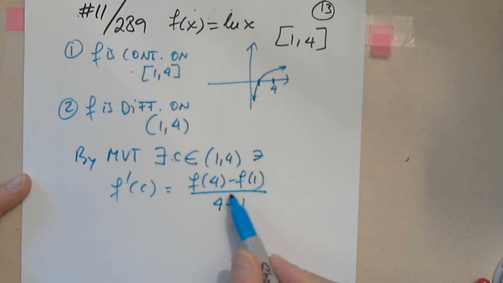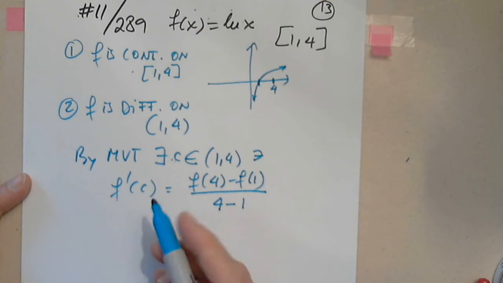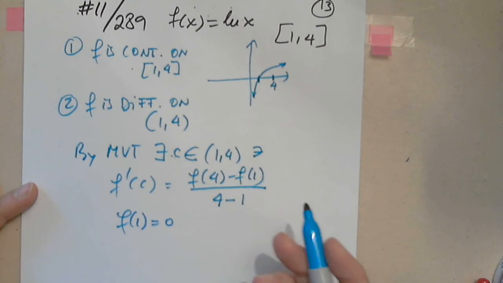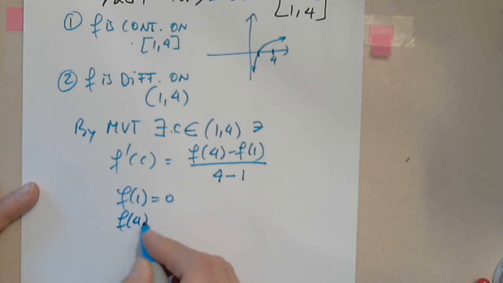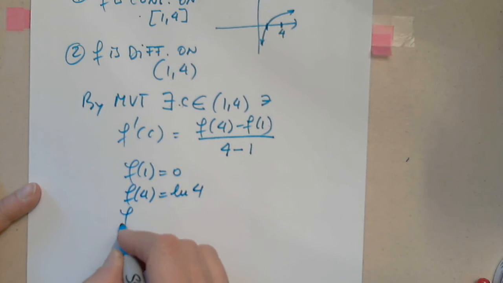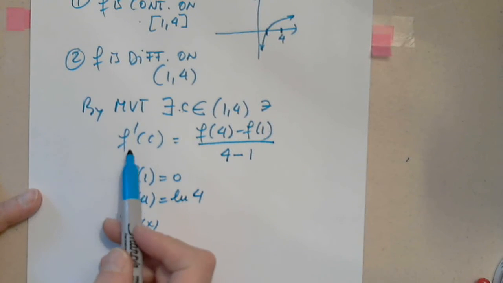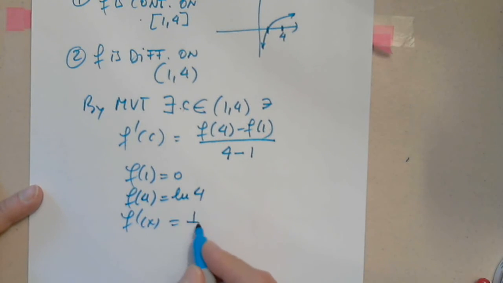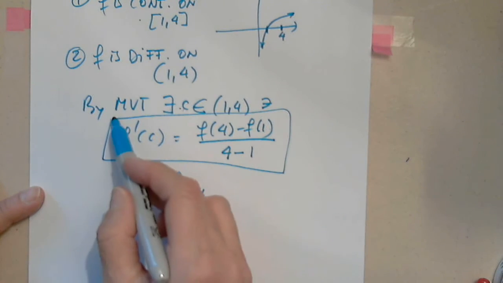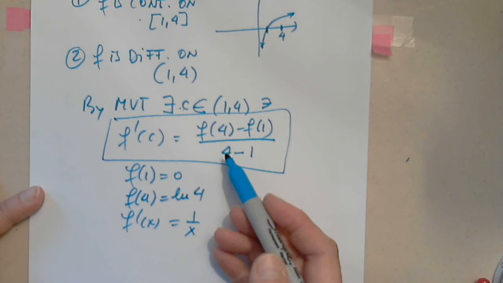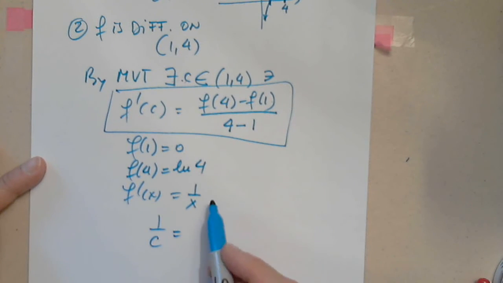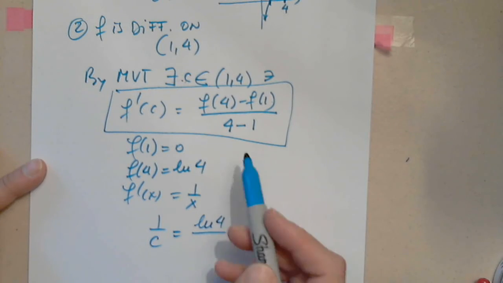Okay, I have to find f of 1. I know f of 1 is 0. Natural log of 1. Natural log of 4 is simply natural log of 4. F prime of x, because I need this side as well, is 1 over x. So now I put everything together and create this equation and then solve for C. The left-hand side, 1 divided by C. The right-hand side is natural log 4 divided by 3.